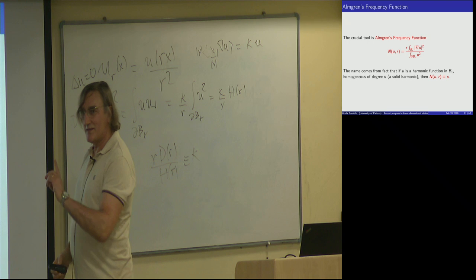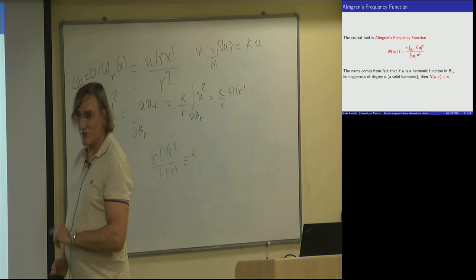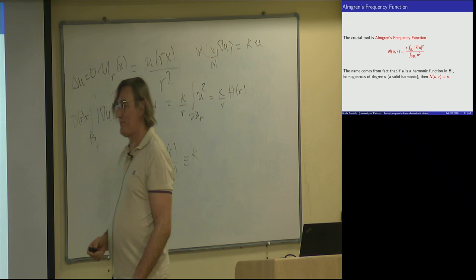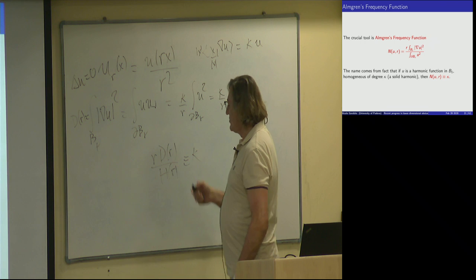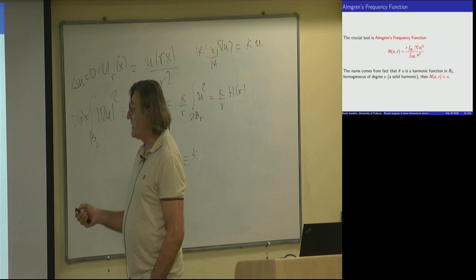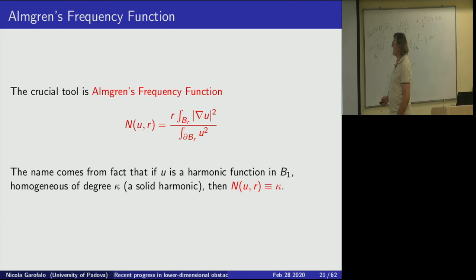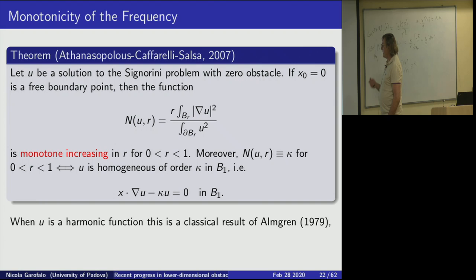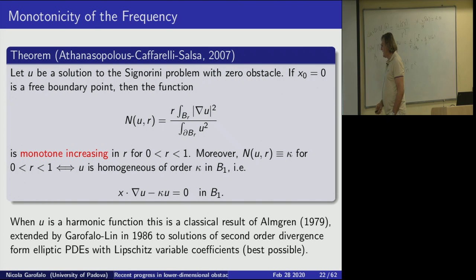Okay, but the interesting thing is to show that if that thing is constant, then u has to be homogeneous of degree kappa. And this uses the monotonicity of this quantity, so it uses a much deeper property. Anyhow, so there is this tool for harmonic functions that Almgren proved. And then, so this was 1979, and then in 1986, Fang-Hua Lin and myself were able to generalize this not just to harmonic functions, but to solutions of divergence form operators, elliptic PDEs with Lipschitz variable coefficients. And Lipschitz is the threshold for this monotonicity. You cannot get lower than Lipschitz coefficients.